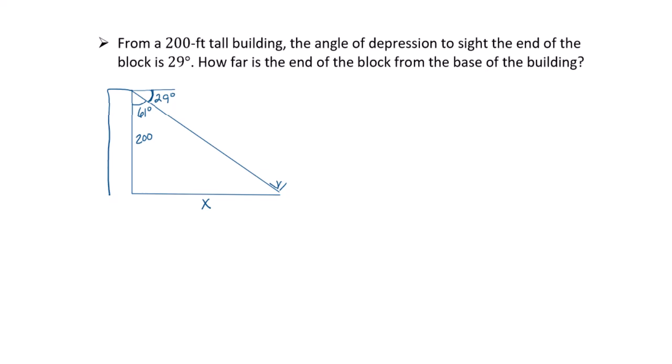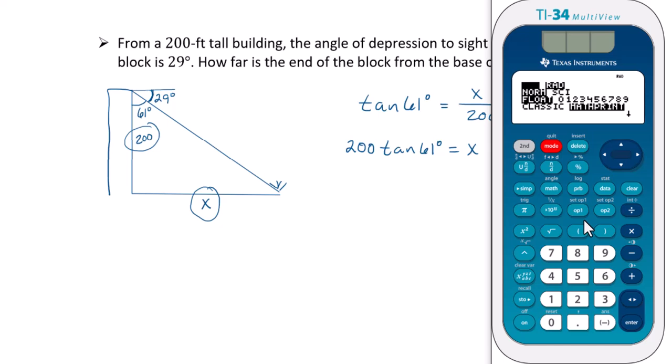Now, in relation to that angle, I need the opposite side, and I have the adjacent side. So we're looking at the tangent function to find that. Tangent of 61 degrees is opposite over adjacent. Multiplying both sides by 200, I get 200 times the tangent of 61 degrees equals X. And we'll put this into our calculator since 61 degrees is not one of our special angles.